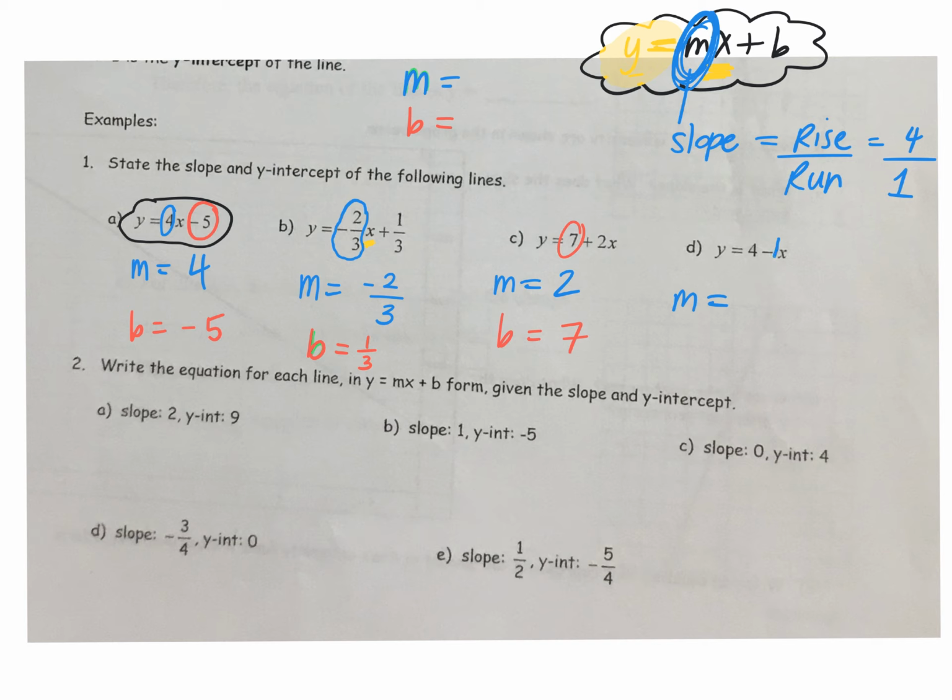So I'm going to put a 1 here. So what's the slope? Negative 1. Excellent. What's the y-intercept? Positive 4. That's it. That's all you have to do.